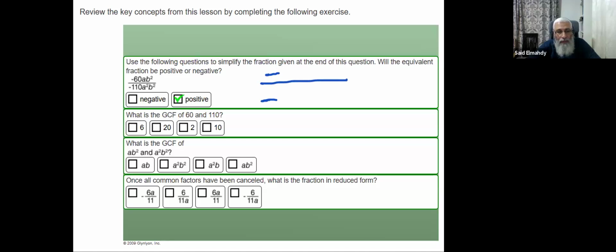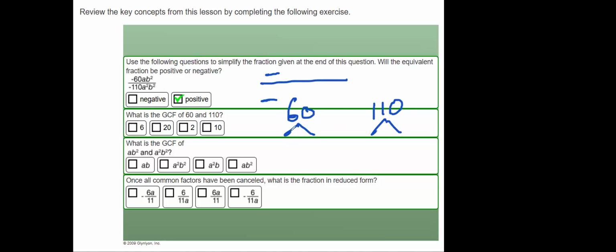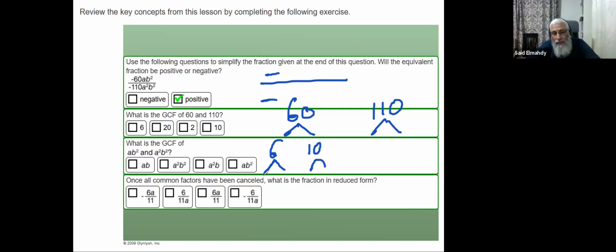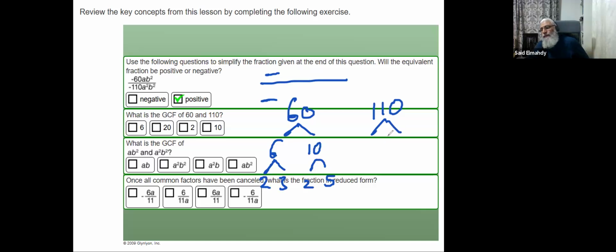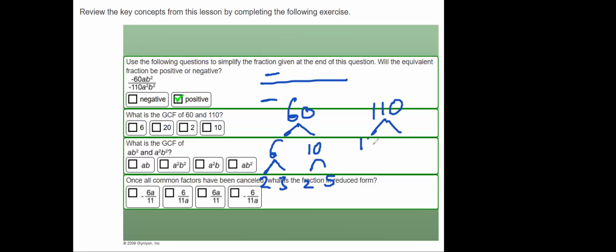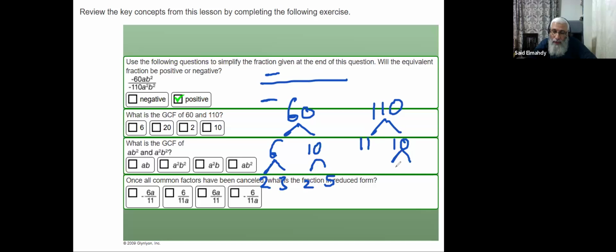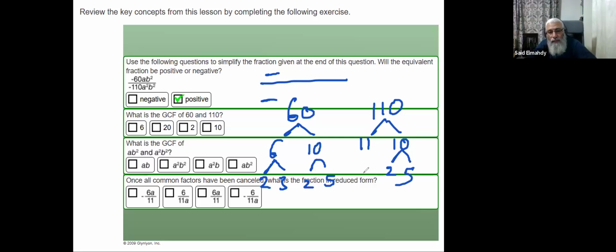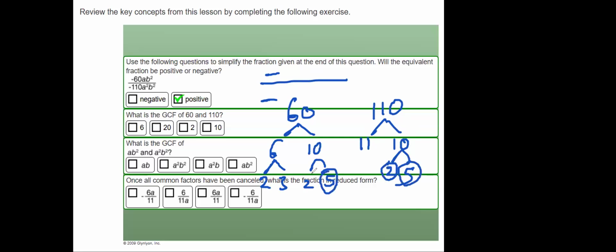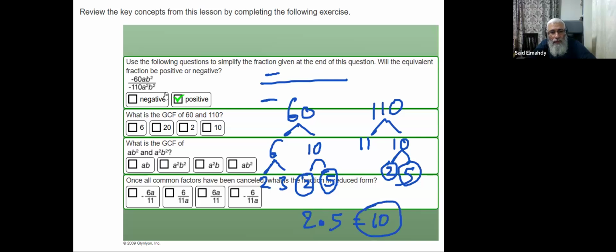And what is the greatest common factor between 60 and 110? Can you factorize 60 and 110? 60 could be 6 times 10. Factorize 6 and 10. 6 is 2 and 3. And 10 is 2 and 5. And factors of 110 are 11 and 10. 11 times 10. And 10 is 2 and 5. So what is common? 2 times 5. 2 times 5 is 10. So the greatest common factor is 10.